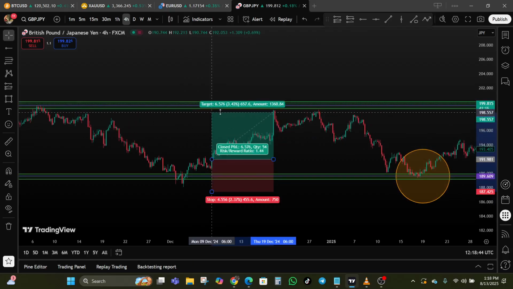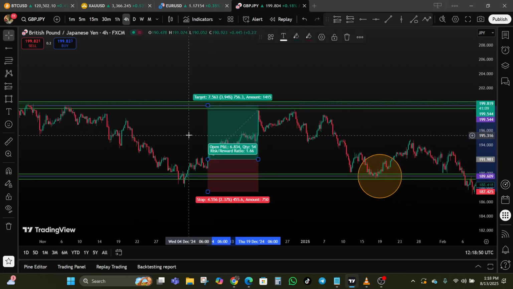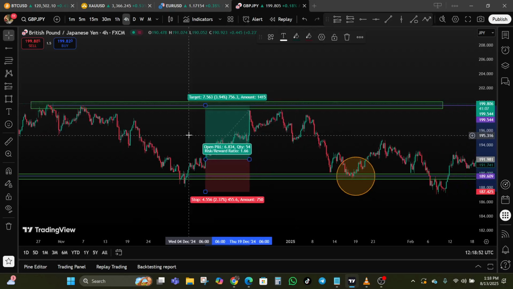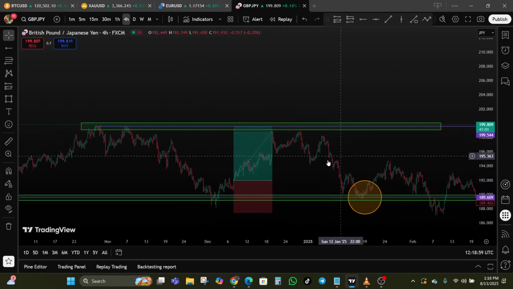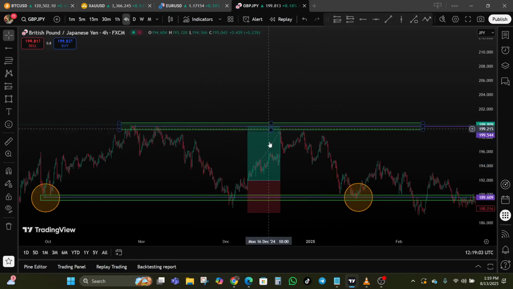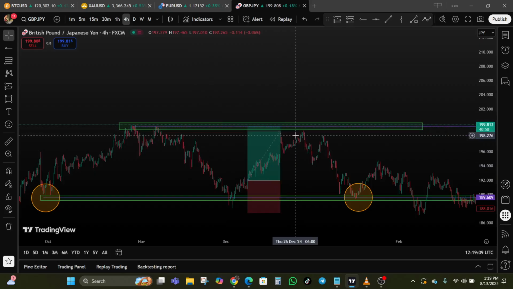So you can be targeting this zone. And if momentum is strong, you can aim for a larger move. So you're going to watch out for how the momentum is in the market. If you notice stronger momentum, then you can aim for perhaps the next resistance zone. But if you notice that price is struggling to go past that resistance, then you can just exit your trade around there. So this is where discipline matters.